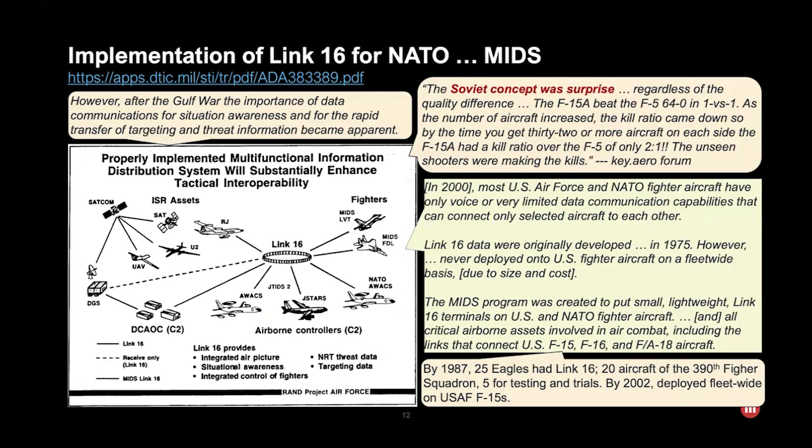The fact that the F-15s and other fighters did not have Link 16 was held up after the Gulf War, saying, hey, wait a minute, I think we need to consider Link 16. Link 16 was actually ready to go in 1975, but it wasn't deployed on fighter aircraft because of size and cost. And I think they realized, okay, we've got to correct this situation. There's a big benefit here.